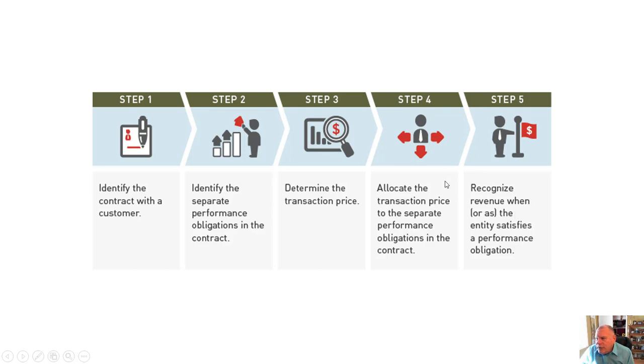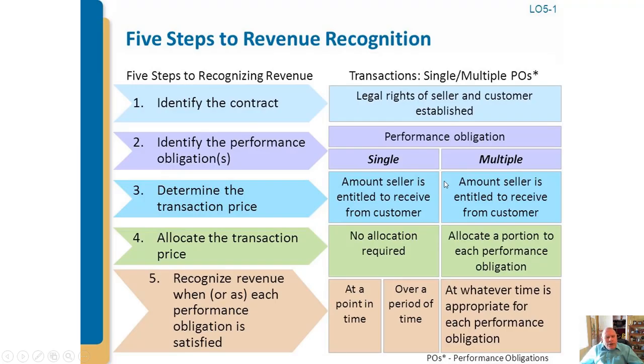Let's keep digging down. Now, in this one, let's just break it down: identify the contract. In that area, we look at the legal rights of the seller and customer are established. Then we look at the performance obligation. Is it single or is it multiple? This is where it starts to break things down. Single is we go to Target, we buy something, Wegmans, it doesn't matter. Multiple goes over a period of time. The performance of the product or service is over a period of time. And as we become more of a service-based economy, this becomes more and more.